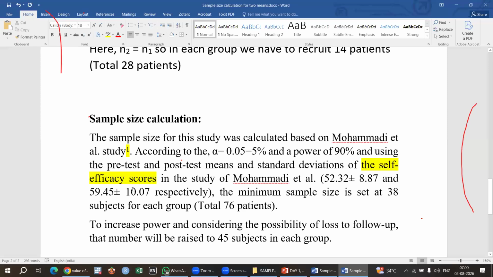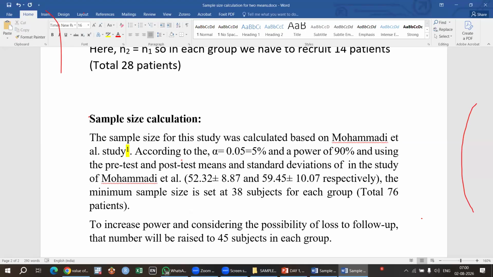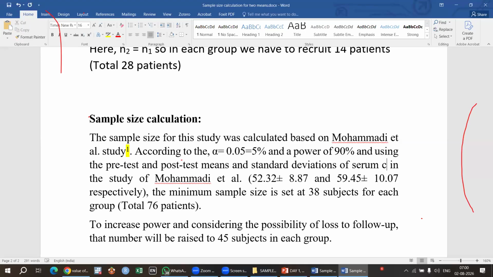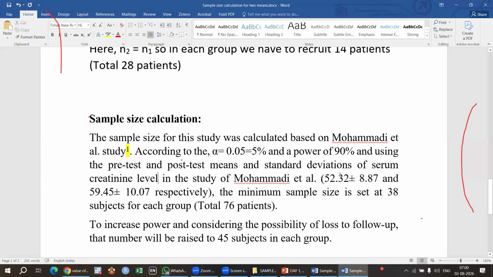So sample size for the study was calculated based on the Mohammed et al. study. Suppose this is a reference; we have to give this reference. According to alpha 5% and power of study 90%, and using the pre-test and post-test means and standard deviation of mean deviation of serum creatinine level in the study of Mohammed et al.